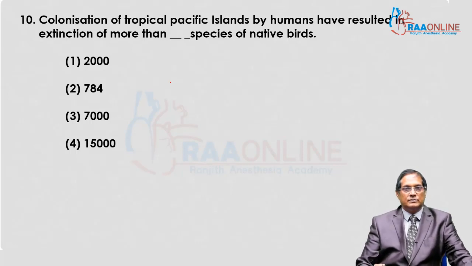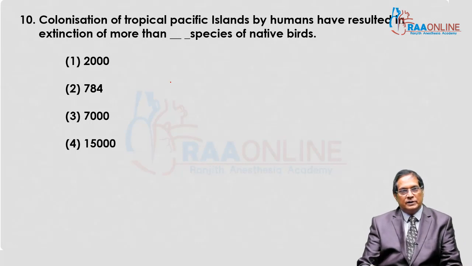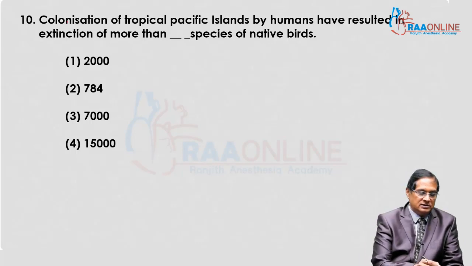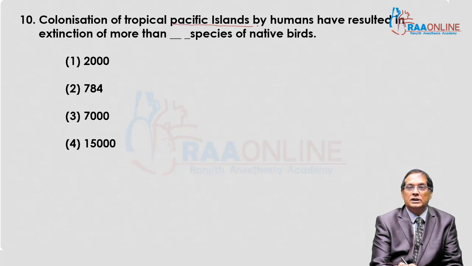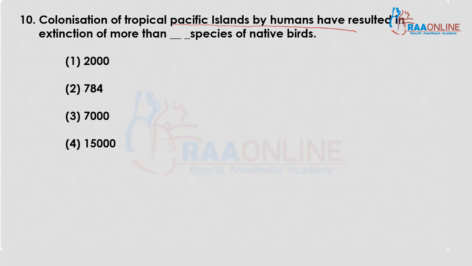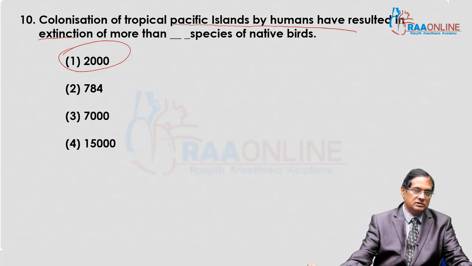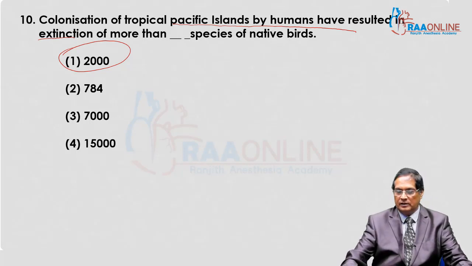Disturbing the various types of ecosystems. One example is that colonization of tropical Pacific islands by human beings has resulted in the extinction of more than 2,000 species of native birds. More than 2,000 species of native birds, because of human beings. This is a data based question actually.